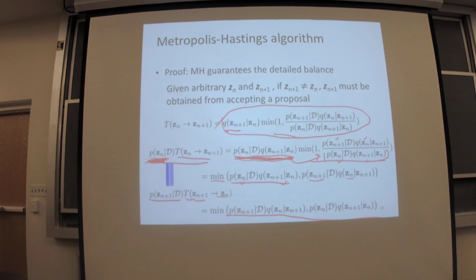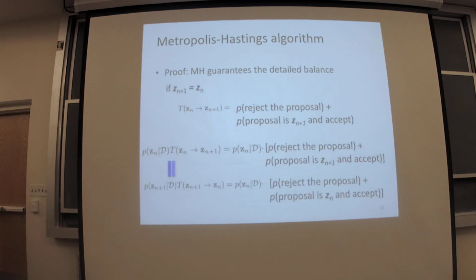So you replace Zn plus 1. We replace Zn by Zn plus 1, and replace Zn plus 1 by Zn. You just switch the two products in the mean, right? So they are exactly the same. Does it make sense? That means these two probabilities are the same, so they satisfy the balance, right?